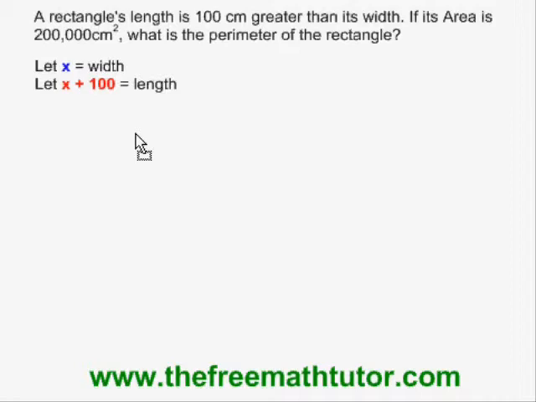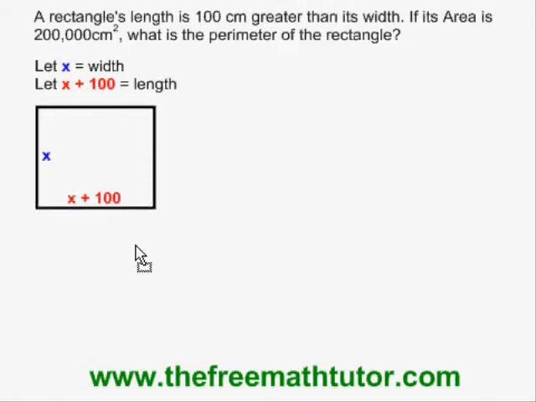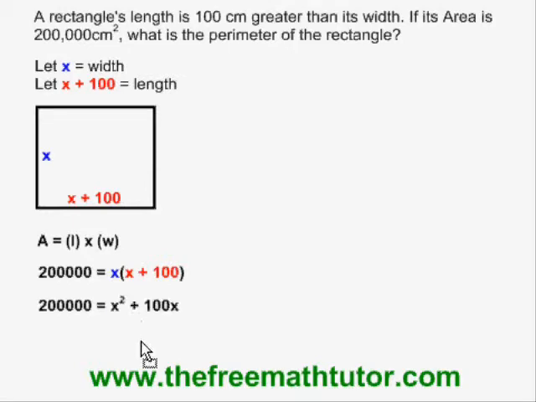My rectangle would look like this. Now I need to use the area formula for a rectangle and plug in the values, my variables and the 200,000 area. Simplifying, I'm multiplying across the bracket and converting my equation into a quadratic.